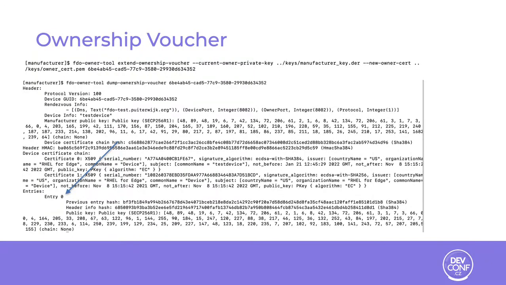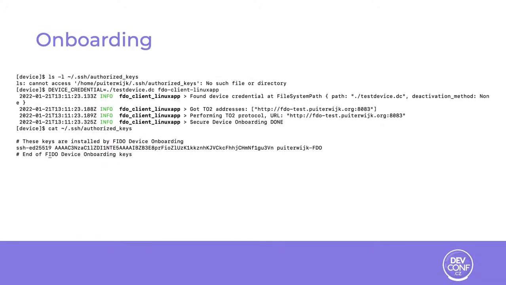When it performs that, in this case, we have a Linux app which performs the client implementation. It retrieves the device credential from, in this case, the file system. It could also be from NVRAM or other places. It performs rendezvous, and then it gets the address of the owner onboarding server, performs the owner onboarding protocol, and at the very end, it's done. The client is now terminated and the device credential is gone. And in this case, it has put in place an authorized key on the file system of this device. So that's the whole protocol as we have implemented it.